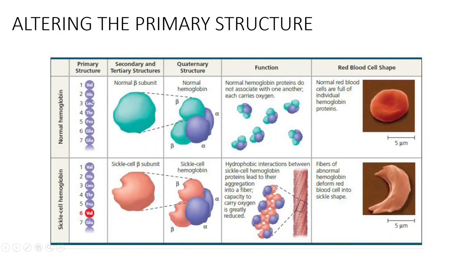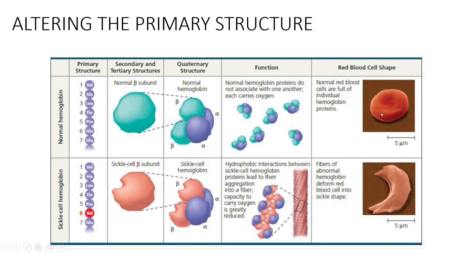So in this case, if you look at the primary structure, the first, second, third, fourth, fifth, sixth, on the sixth position, the glutamine, which is a hydrophilic amino acid, was changed in the sickle cell anemia into a valine, which is a hydrophobic amino acid. Looking at the normal hemoglobin with the normal glutamine on the sixth position, you will see that the normal beta subunit would look like this. And then the quaternary structure, where it binds with normal alpha hemoglobin, will be separated from other such hemoglobin. So the normal hemoglobin proteins do not associate with one another, and thereby carry only oxygen.